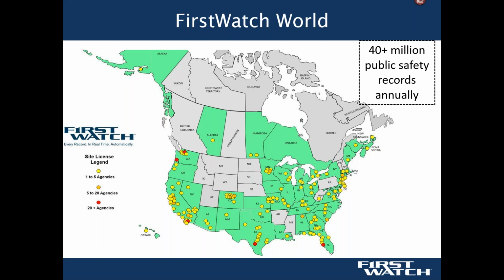So we process about 40 million public safety records annually, over 110,000 a day, through our system in real time. We do lots of things. Opioid surveillance is one of them. We do that for about 500 agencies around the U.S. and Canada, and our customers actually serve a population that's equal to about 37% of the U.S. and Canada. So we've seen lots of data.